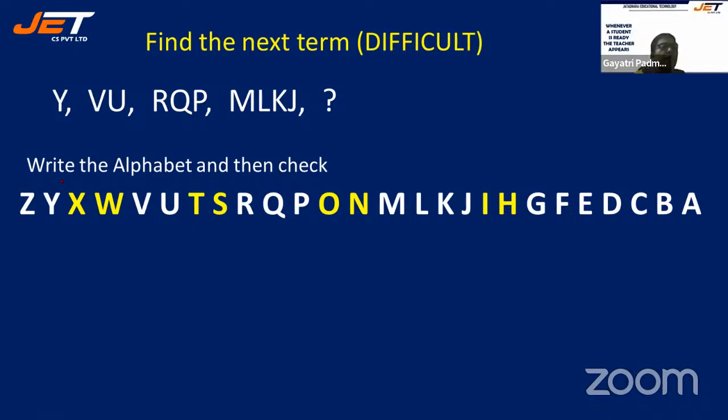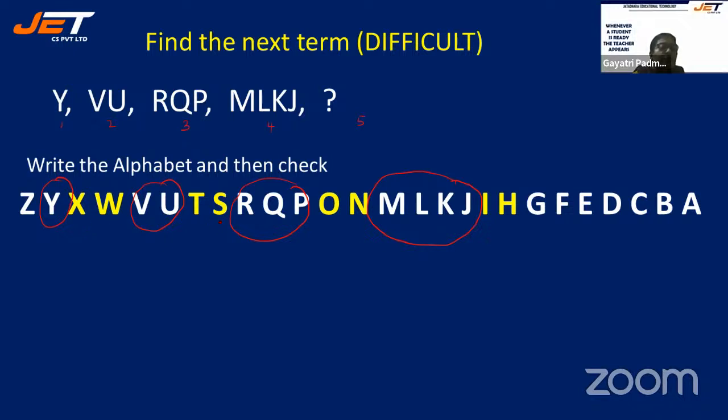So see here, you have Y. After that, you have VU. After that, you have RQP. After that, you have MLKJ. Am I right? Yes. Now, what should be the next term? And one more thing you should understand. The first was 1. We used 2, 3, 4. So the next one must be 5. Isn't it? All right.